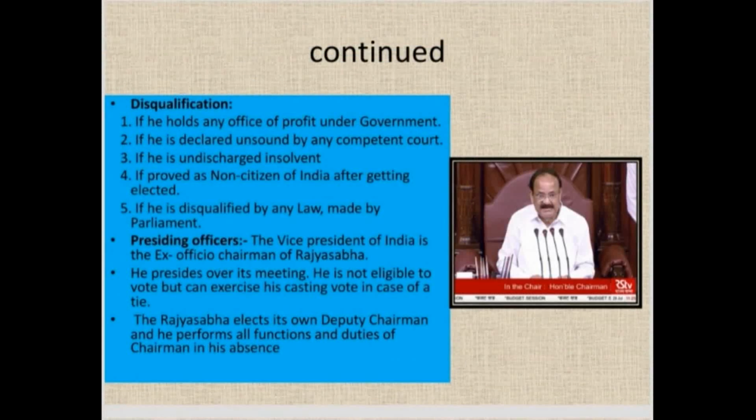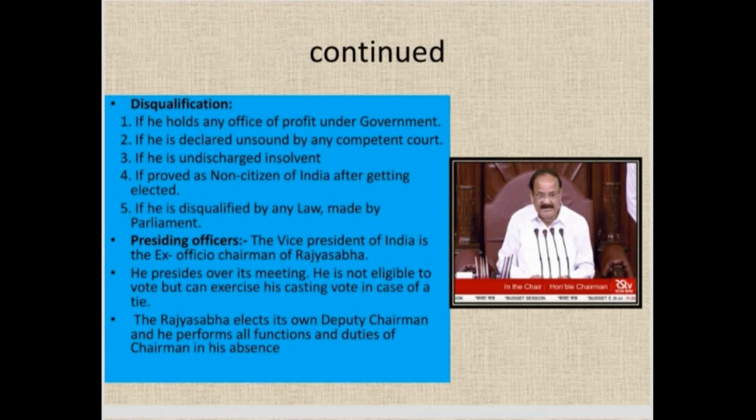Now let us understand the disqualification of members of Rajya Sabha. This is similar to the disqualification procedure followed for Lok Sabha members. If he holds any office of profit under the government, or if he is found to be of unsound mind, and if he is an undischarged insolvent, that means he is found guilty of not repaying loans to the banks from which he took them, then he is disqualified.